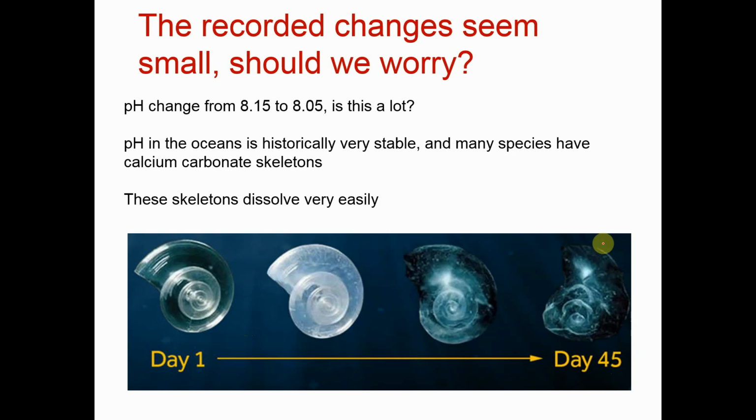So what this means is the skeletons that are present in every crab, every lobster, every coral, every oyster, every mussel, every sea urchin, every starfish, and every single clam, all of these skeletons are made of this calcium carbonate, and they have the potential to dissolve or not grow properly if we increase acidity or decrease pH.